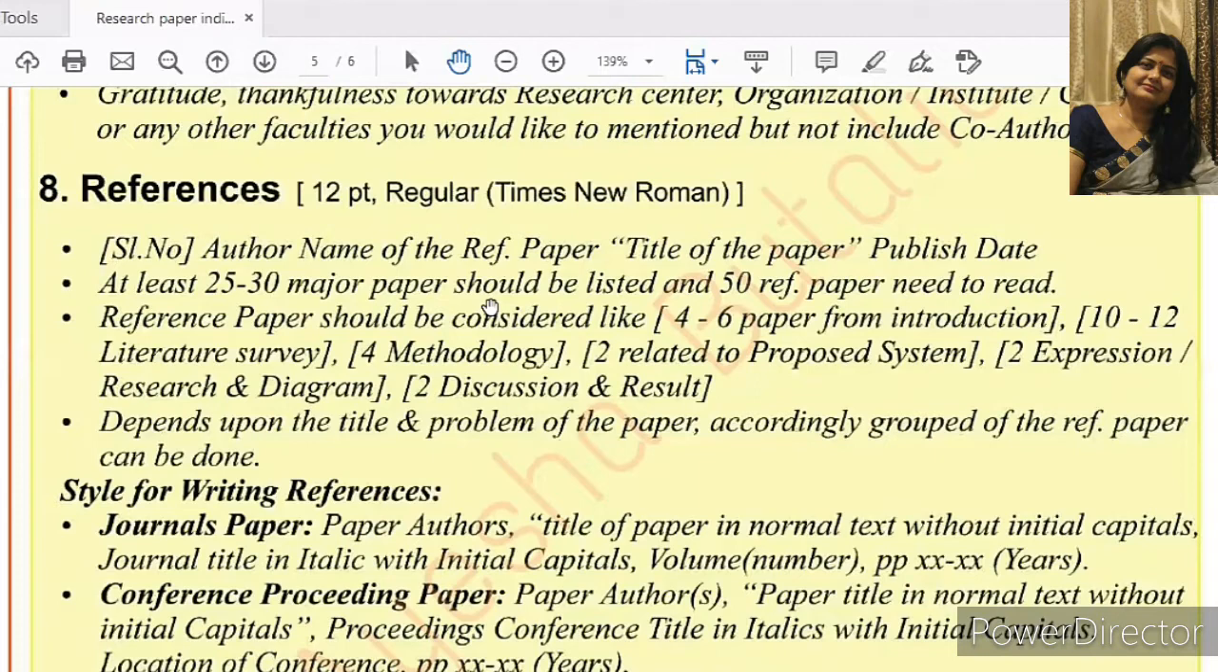So whatever you are doing in the literature survey, or while proposing a solution, where you have a systematic diagram that needs some other person's resources, all of that you need to mention in the reference section in the form of papers. How to do it, we are going to see.